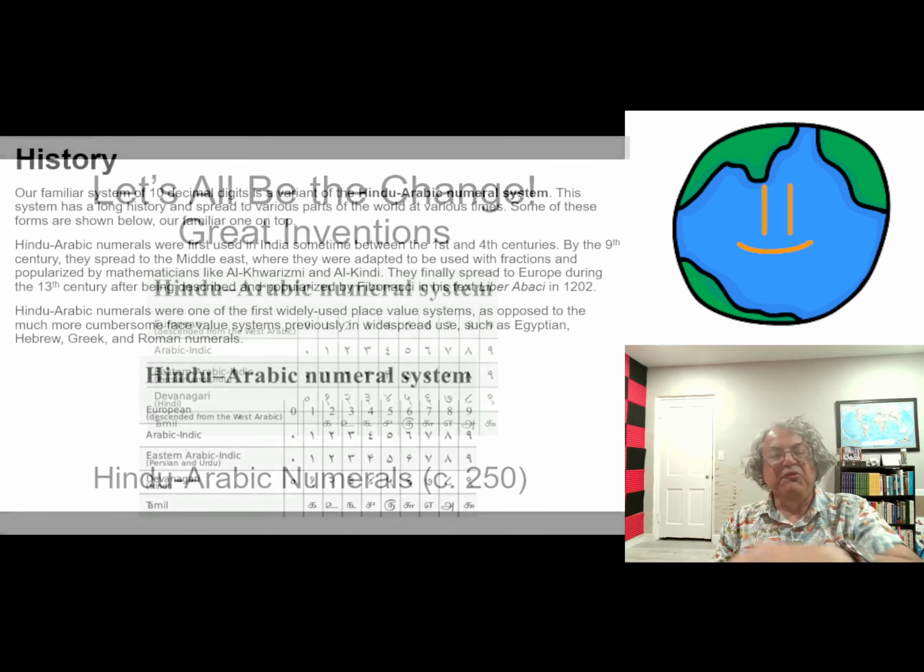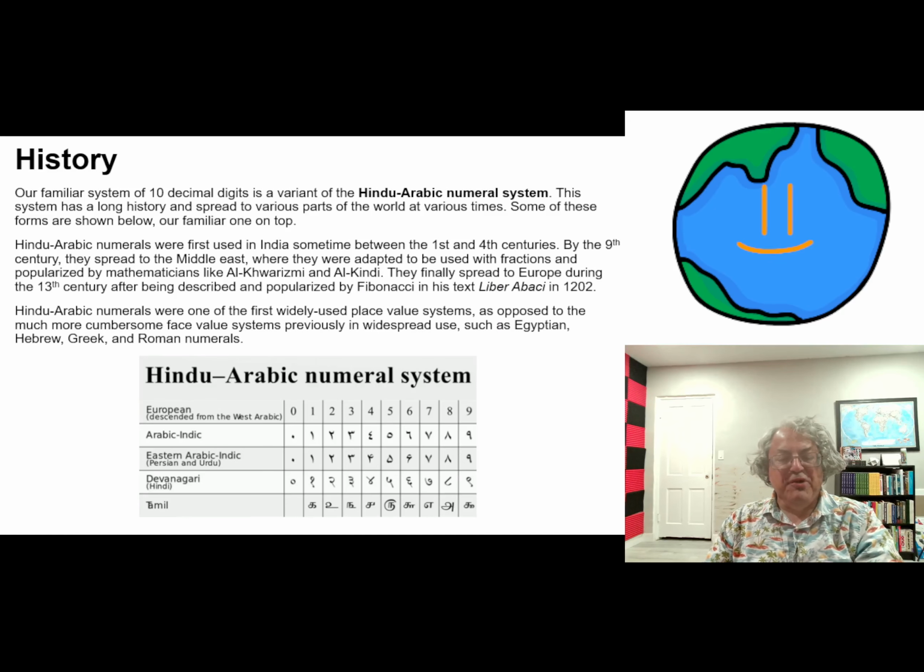Anyway, let's begin. So I'm just going to talk a little bit about the history of Hindu-Arabic numerals. I guess I'll just read this verbatim what I wrote here. So our familiar system of 10 decimal digits is a variant of the Hindu-Arabic numeral system. This system has a long history and spread to various parts of the world at various times. Some of those forms are shown below, our familiar one on top. Yeah, so our familiar system was from Europe, but the others were from other parts of the world.